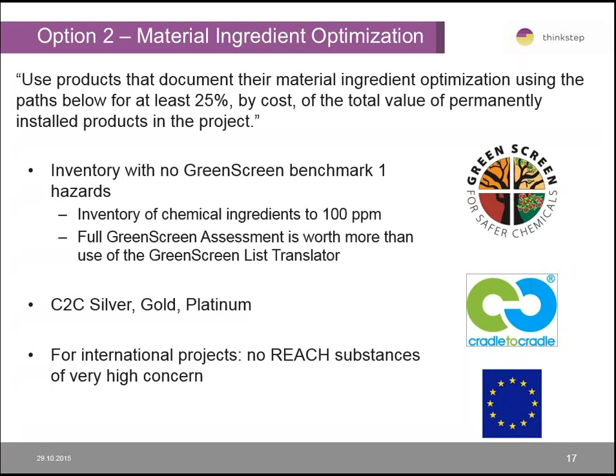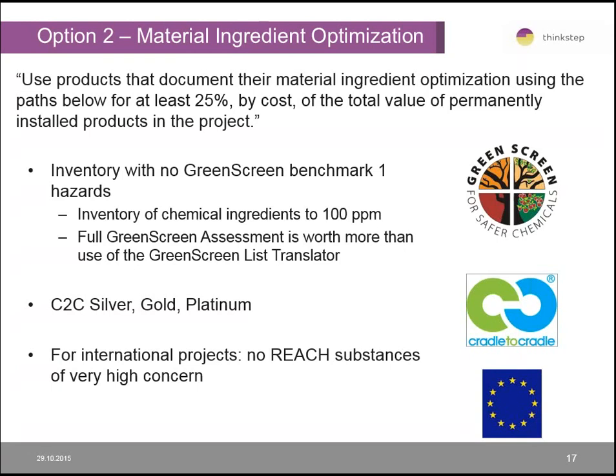if you've done an assessment with the green screen list translator, or if you got cradle to cradle version 2 gold or silver, and you don't have any REACH substances. So if there were an international project done outside the US, no REACH substances of very high concern would be allowed. Now, there are ways that you could get products that achieve more than 100% of their cost, so you could get sort of a multiplier into effect.